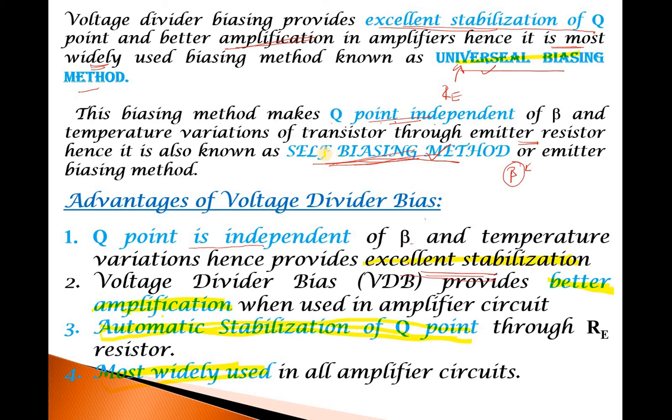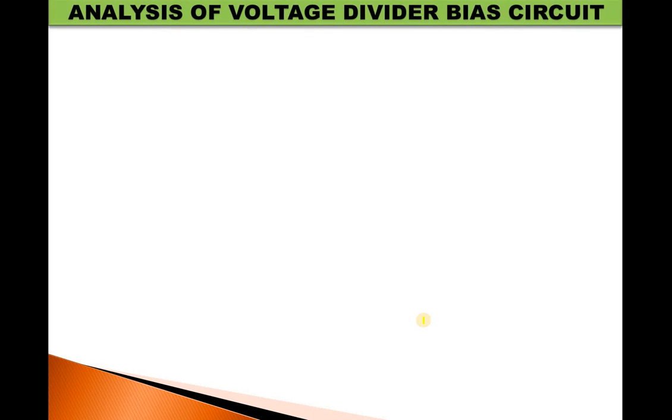Since it has a self-stabilizing property, its Q point becomes independent. With these two itself, you can write these four advantages. All these four advantages are interrelated. That is why I highlighted the very important things with blue color, so that you can remember easily and write it. This is about the advantages of voltage divider biasing.